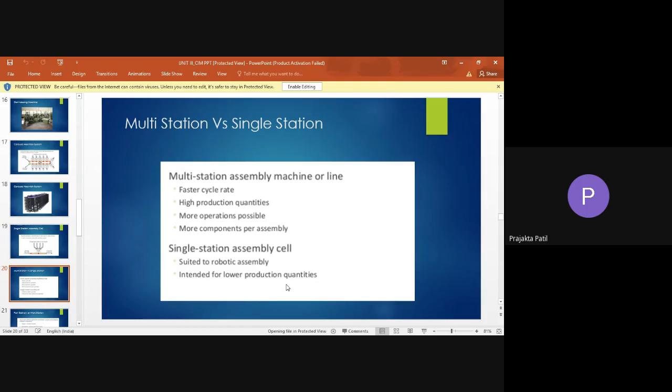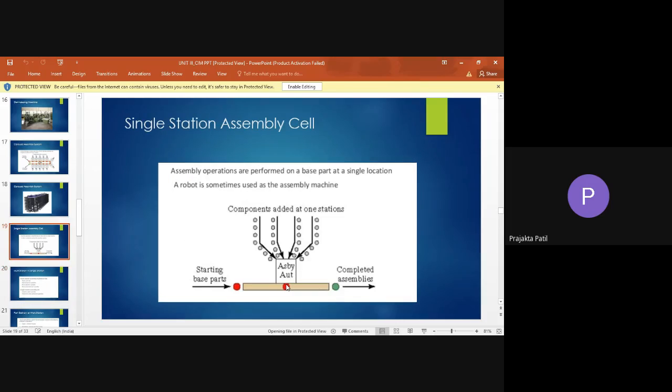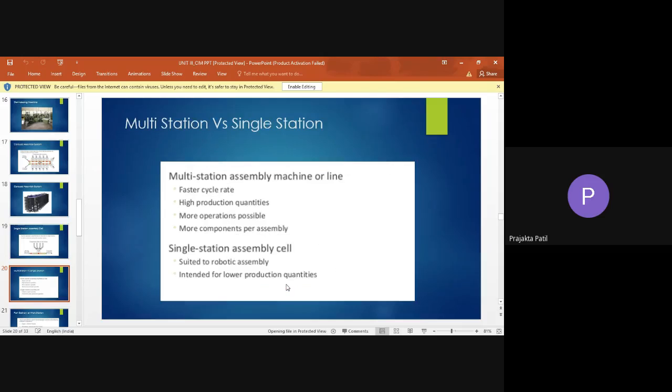So multi-station versus single station. If you consider the inline, rotary, or the carousel type, they are all multi-station assembly machines or multi-station assembly lines. And what we saw here is a single station assembly cell. Comparison of these two: multi-station has a faster cycle rate, high production quantity, more operations possible, more components per assembly. Whereas a single station is suited for robotic assembly, intended for low production quantities.